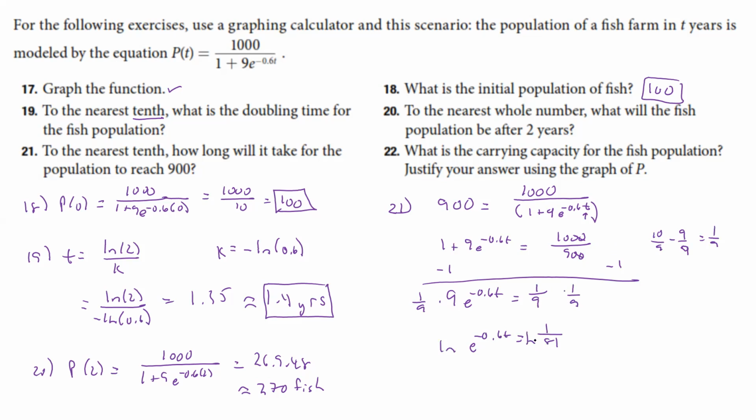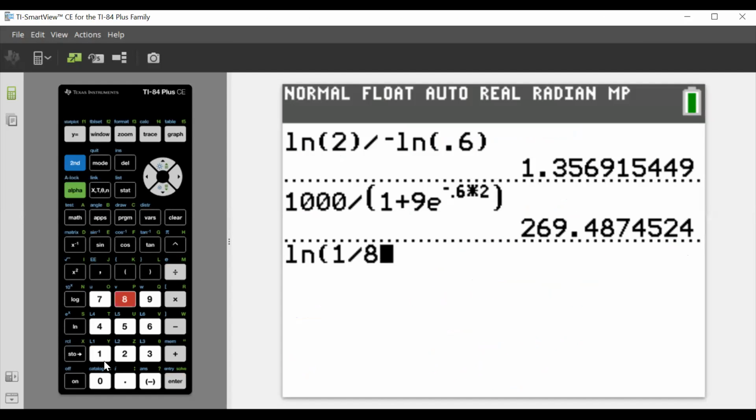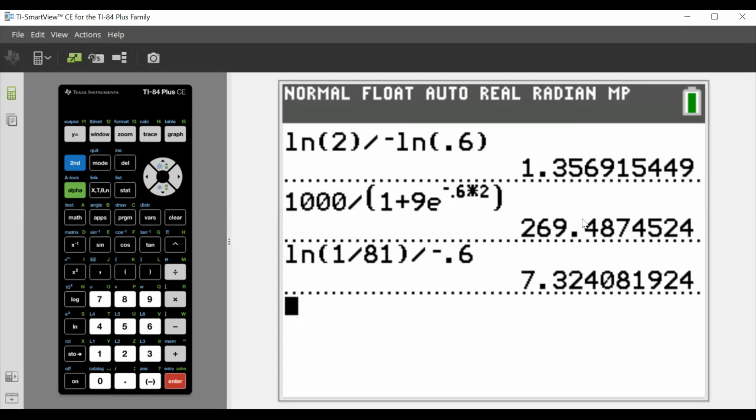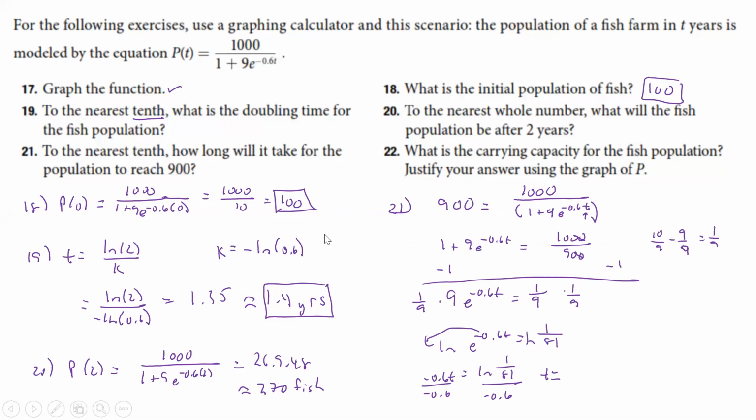Now we can take the ln of both sides, and when we do that, the exponent comes down. We have negative 0.6t equals the ln of 1 over 81, divided by negative 0.6. And so t is equal to the ln of 1 divided by 81, divided by the negative 0.6, and we get 7.32. So that should be the number of years. But it wanted it to the tenth as well, so that's approximately 7.3 years. Okay, all right, so that's 21.